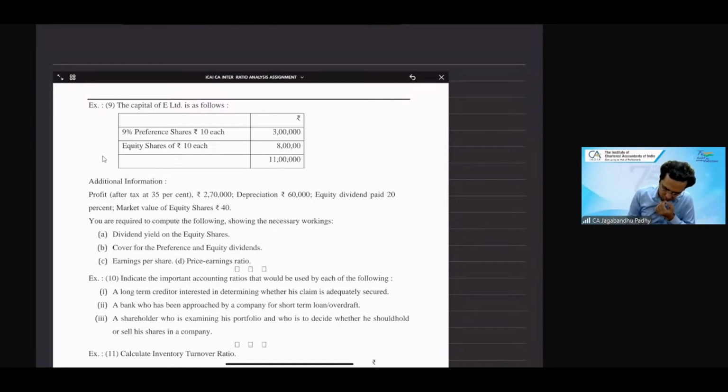Okay, so see, profit after tax is 2,70,000. So we have PBT of 2,70,000. From this we will deduct tax, which is 35%. No, it is already after tax. My bad. Profit after tax 2,70,000. Equity dividend paid is 20%. Market value of equity share is 40. Earnings yield.